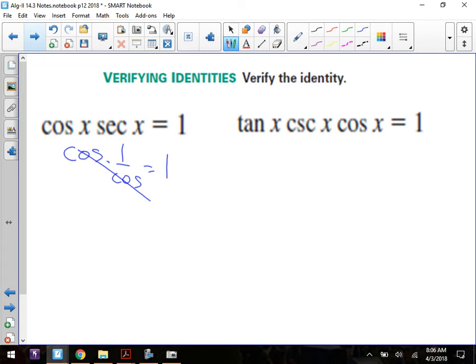Okay. Let's see. Tangent, cosecant, cosine equals 1. What do you think you should do first? Change everything to sines and cosines, right? So if I have tangent, cosecant, cosine, tangent is sine over cosine. Sine over cosine. And now we're back to it.